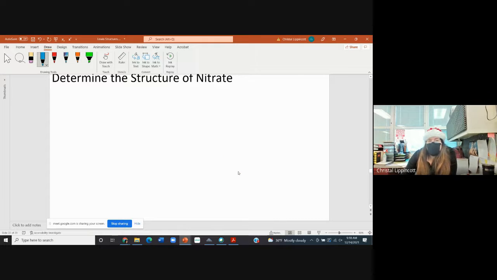All right, nitrate is NO3 with a -1 charge. So I want the structure drawn, and I want all possible resonance structures. So I want resonance drawn on here, and I want a new bond length. So I want the structure, the resonance, and the bond length for this one.